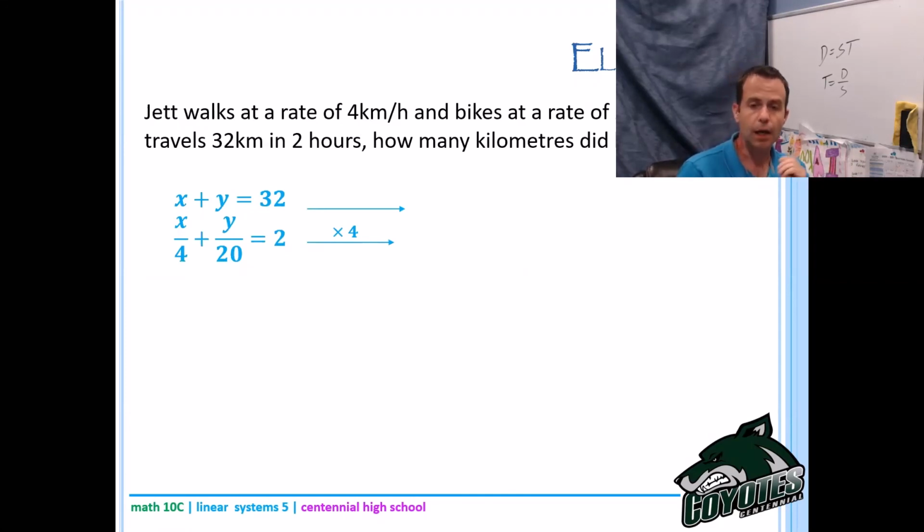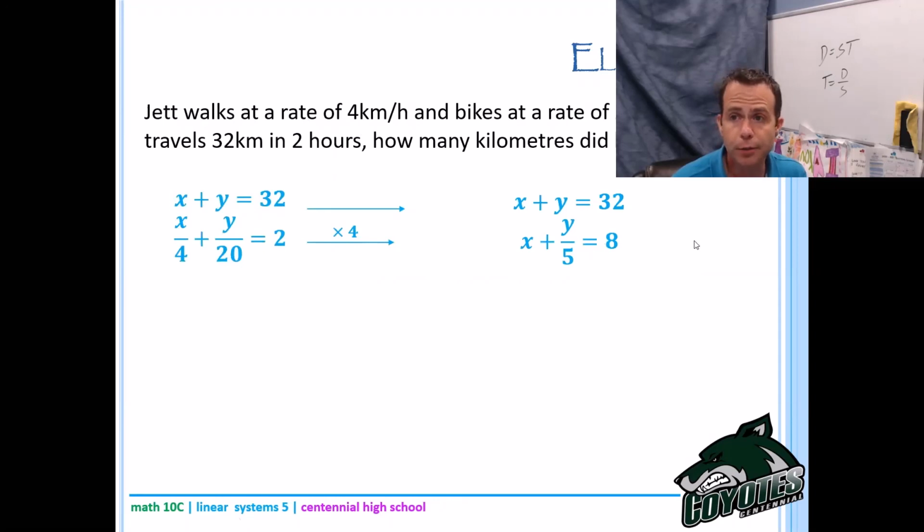Y over 20 times 4 gives me y over 5. And if you're unsure of that, just remember that this would be like 4 times y divided by 20. So it gives me 4y over 20. And then I just want to reduce that 4 over 20 to 1 over 5. Also, don't forget to multiply the 2. Okay, every term has to get multiplied, so the 2 turns into an 8.